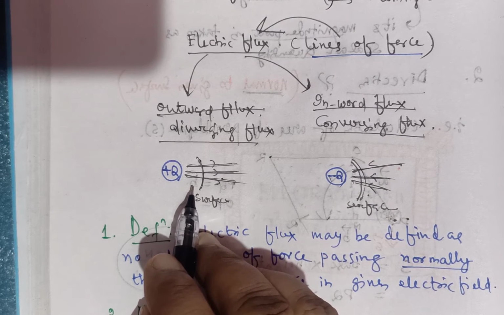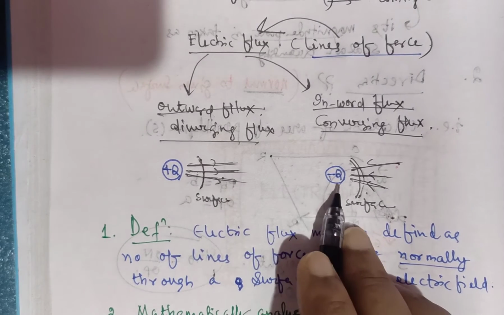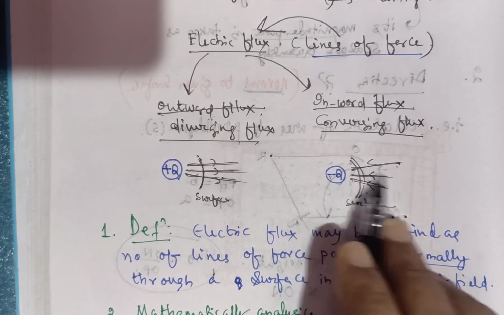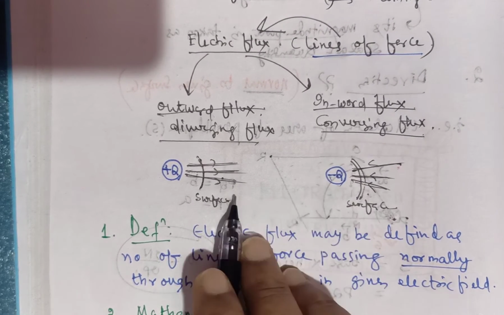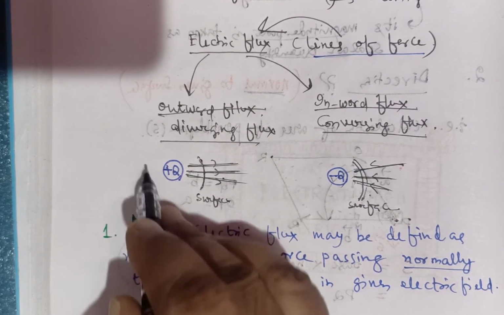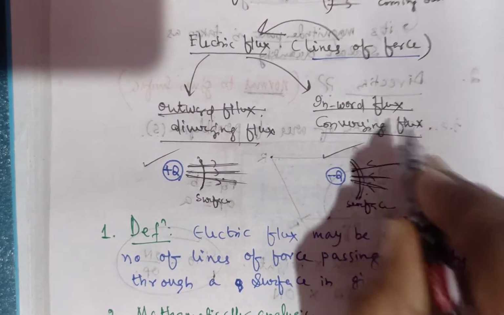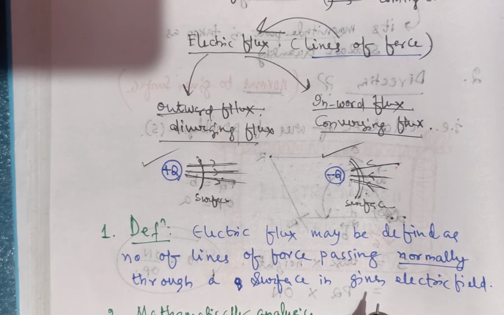In the previous class we discussed that for a positive source charge, the lines of force are diverging in nature. For a negative source charge, the lines of force are converging in nature. So here the flux is outward or diverging for a positive source charge, and the flux is converging or inward for a negative source charge. So what is electric flux? How will we represent it?